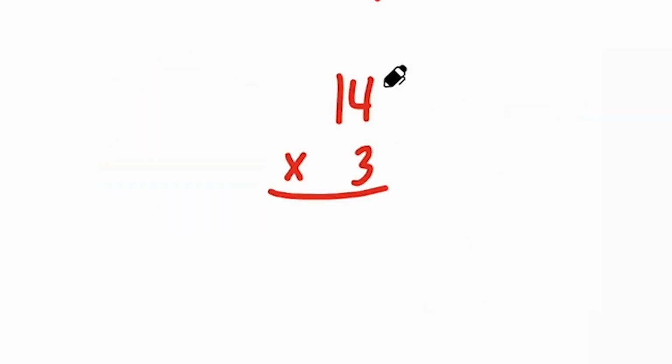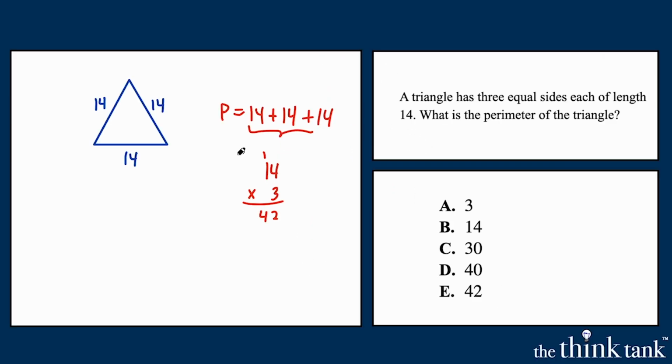14 times 3. Well, 3 times 4, that's 12. So I'll put the 2 down here, and I'll carry the 1 above. 3 times 1, that's 3, plus another 1, that's a 4. So 14 times 3 is really 42, which I would also get by adding them, but the multiplication is helpful here. So the perimeter of this triangle is therefore 42 units. That means the answer here is E. And if you got that, good thinking.